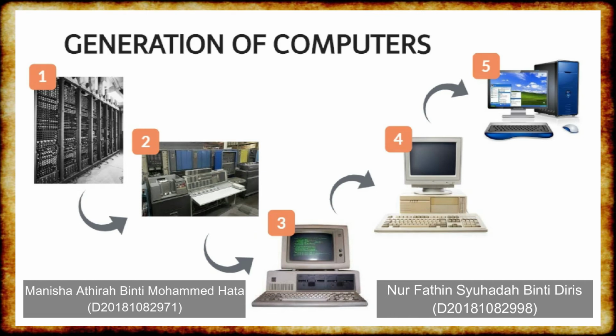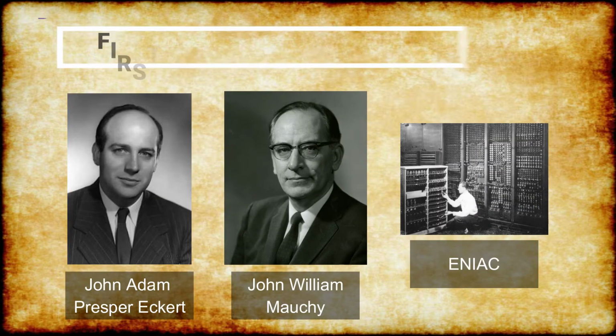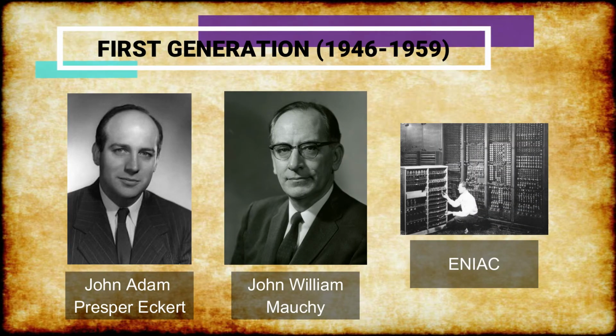In this video, we are going to explain the 5 generations of computer. 1946 until 1959 is the period of first generation computer. John Adam Presper Eckert and John William Mauchly invented the first successful electronic computer, called ENIAC.